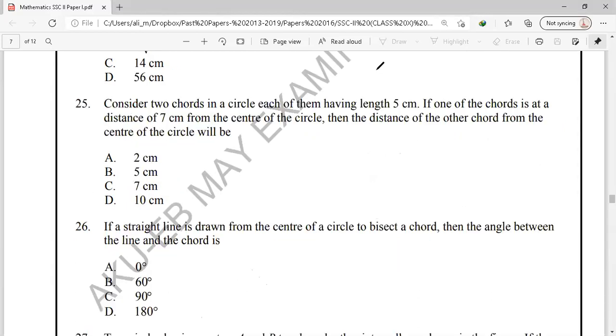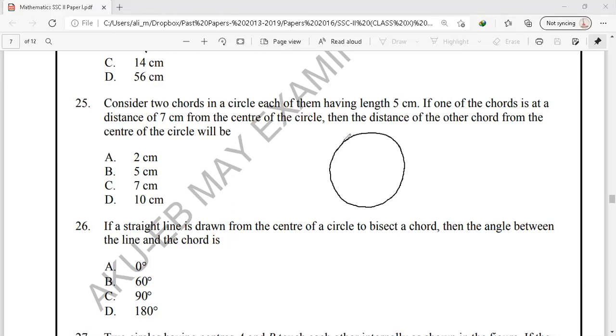Let's see question number 25 and 26. In question number 25, two chords in a circle, each of them having the length of 5 centimeters. So two chords in the same circle are equal, 5 centimeters and 5 centimeters. So if two chords are equal, then the distance from the center is also equal, and the length of major arcs and the length of minor arcs are all equal.